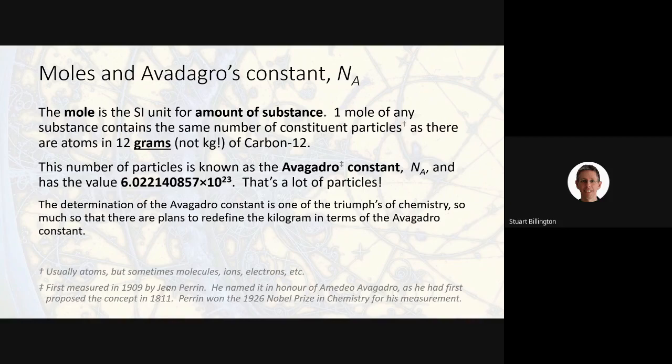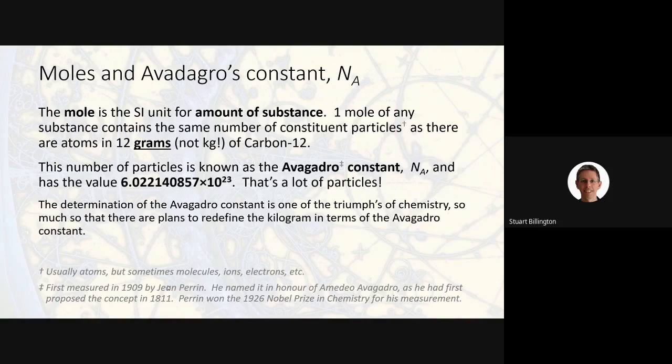And if you want to know more, the Wikipedia articles on both moles and Avogadro's constants are actually pretty good. Some Wikipedia articles are a bit ropey, but the 2 for these are fine. So you can have a little read if you want to. Or if you are a chemistry student, you've either done this already or you will be doing it.